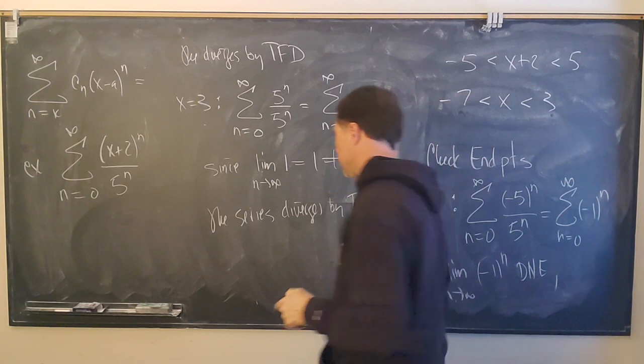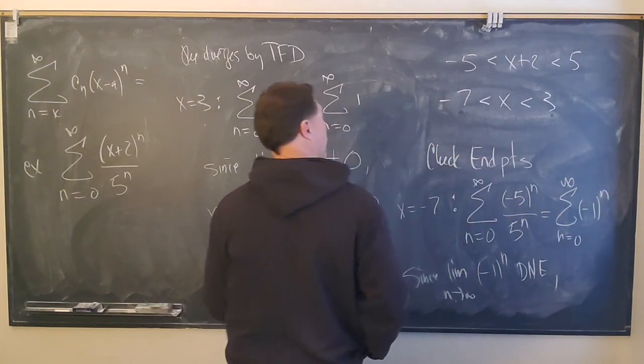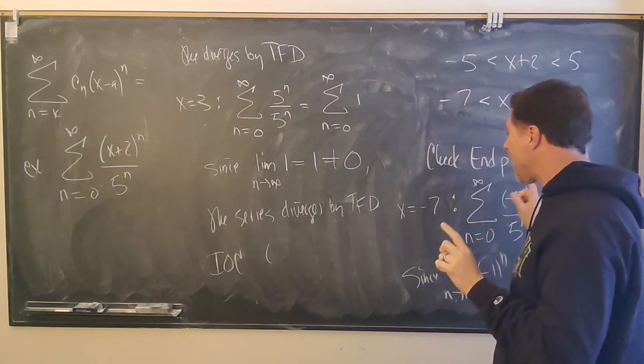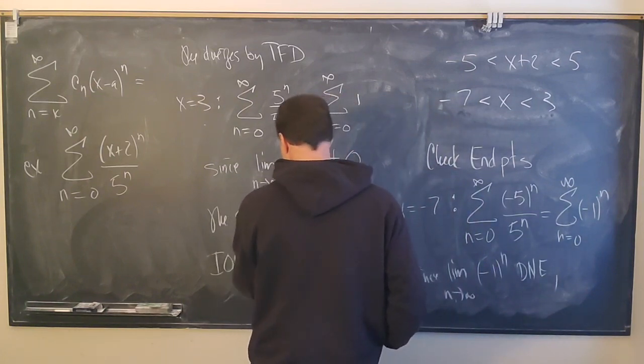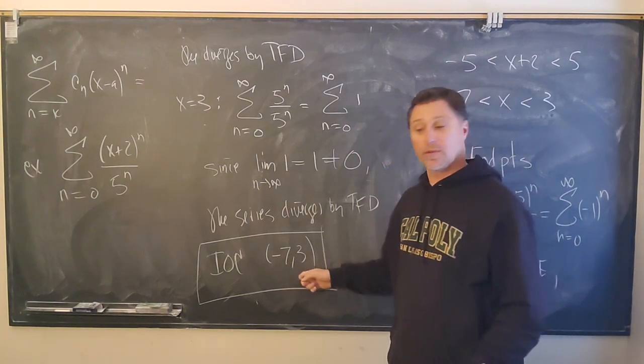So our conclusion then, the interval of convergence is going to be, well, it converges for all real numbers between -7 and 3, but not at the endpoints. So the interval of convergence is -7 to 3, open interval. It does not converge at either of the endpoints.